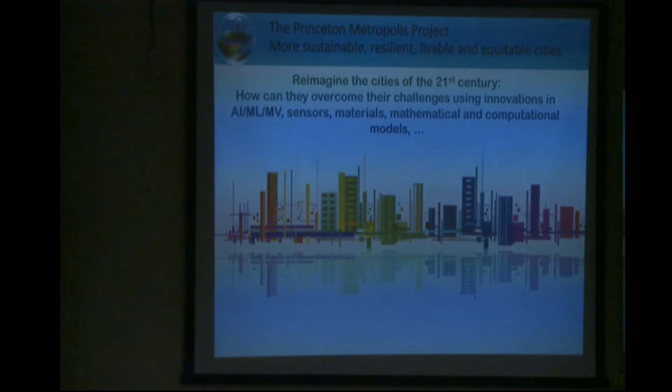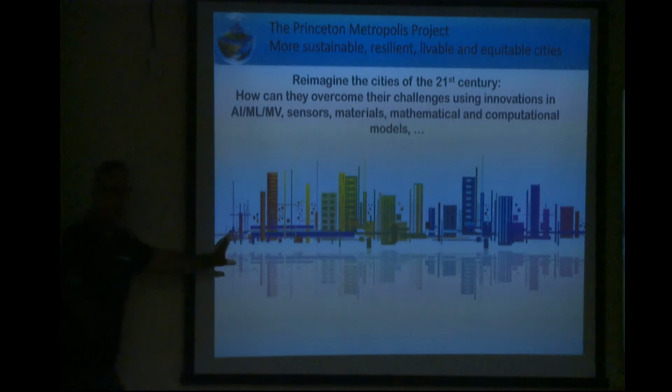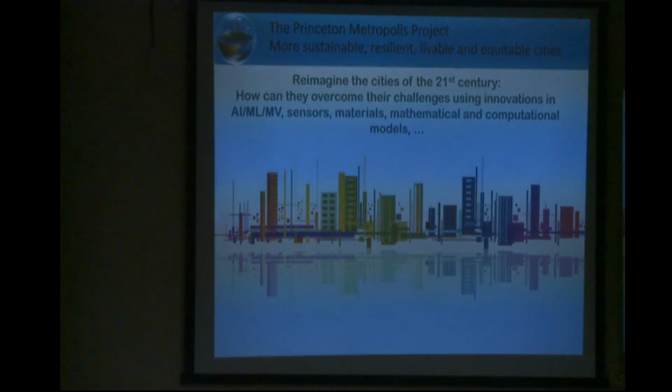But I also want to end with a minute to talk about the USP Princeton connection. At Princeton, we're starting a big initiative called the Metropolis Project, where we are trying to get people from different disciplines to think about the future of cities. How can we make them more sustainable, resilient, livable, and equitable? We want to think about how innovations in sensors, models, artificial intelligence, machine learning, and materials can make cities more effective.